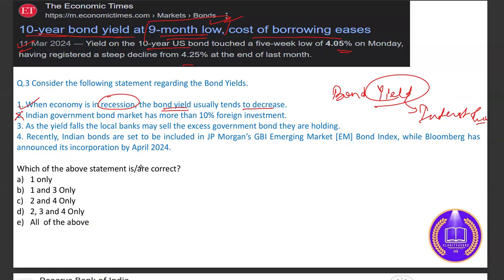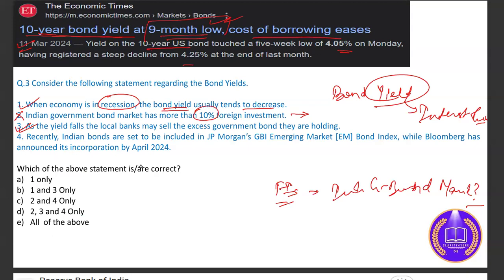You need to answer me in the comment section: what is the percentage of foreign investment in the Indian government bond market right now? Next statement: as the yield falls, the local banks may sell the excess government bonds they are holding. Yes, it is an absolutely correct statement.